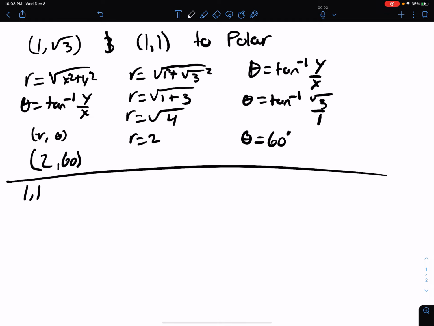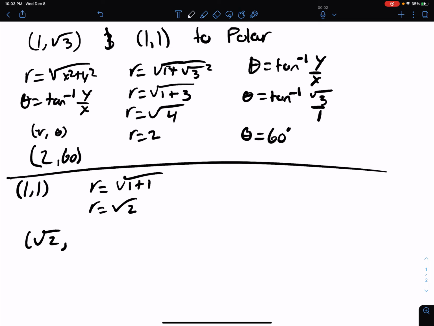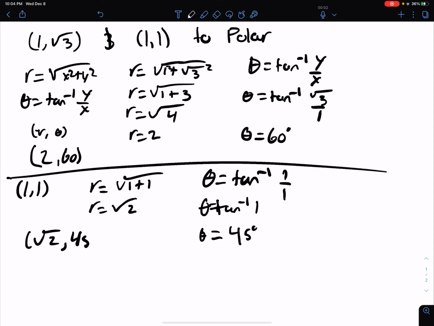Moving on to (1, 1), r is equal to the square root. We can forget about squaring the 1's. r is equal to the square root of 2. And our theta is tan inverse 1 over 1. Theta equals tan inverse of 1, which if you use your unit circle will be equal to 45. And that takes care of part A.